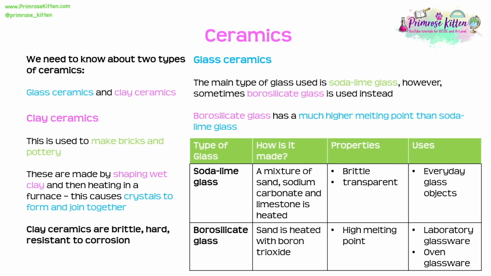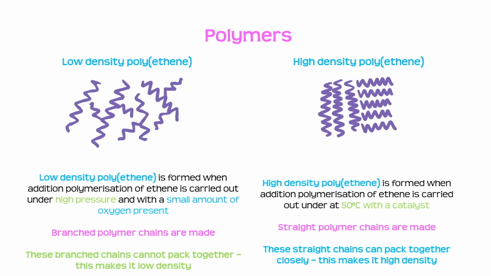Now, soda-lime glass we make using a mixture of sand, sodium carbonate and limestone heated together, and that gives us this brittle, transparent soda-lime glass. Borosilicate glass, on the other hand, is made when we heat sand with boron trioxide. That's what gives us that characteristic high melting point.